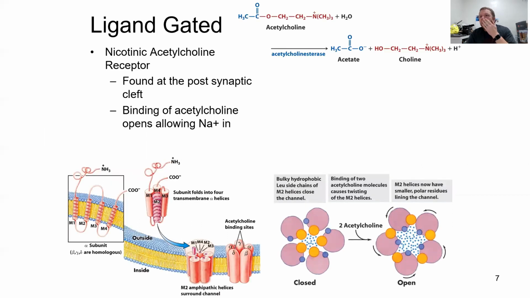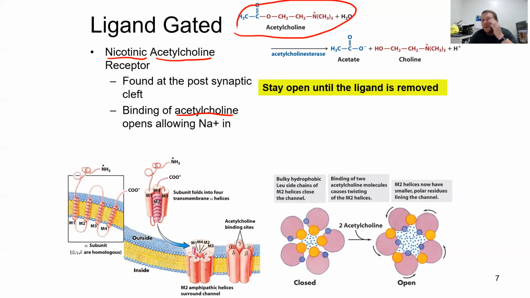Now, examples of a ligand-gated channel would be something like the nicotinic acetylcholine receptor. This is found at a postsynaptic cleft, and binding of the molecule acetylcholine opens it. So here's our acetylcholine way up here. Whenever acetylcholine is bound, then it opens up and allows sodium ions to go through. So our protein is right here.